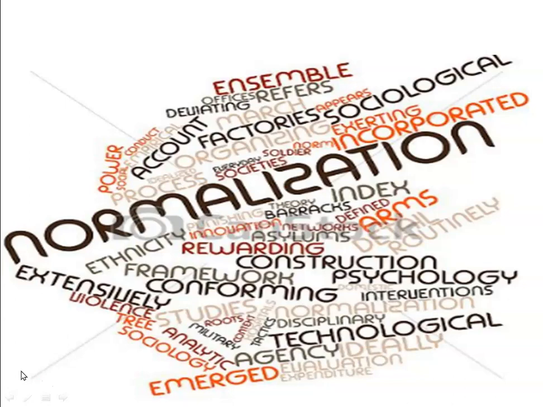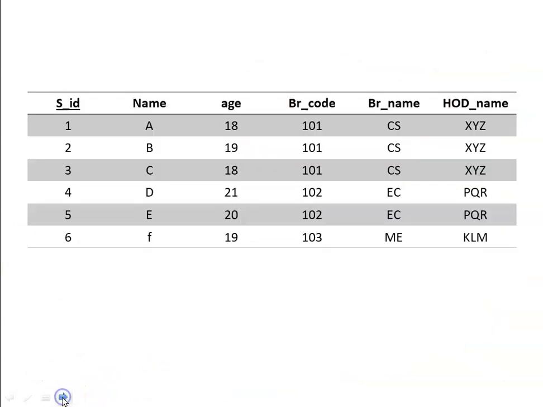So what is this normalization? Look at the table over here. In this particular table, we have all the information about the student stored in just one single table. This table stores the student ID, the name of the student, and the age of the student. Along with this, the branch information is also stuffed in the same table, that is the branch code, branch name, and the HOD name.